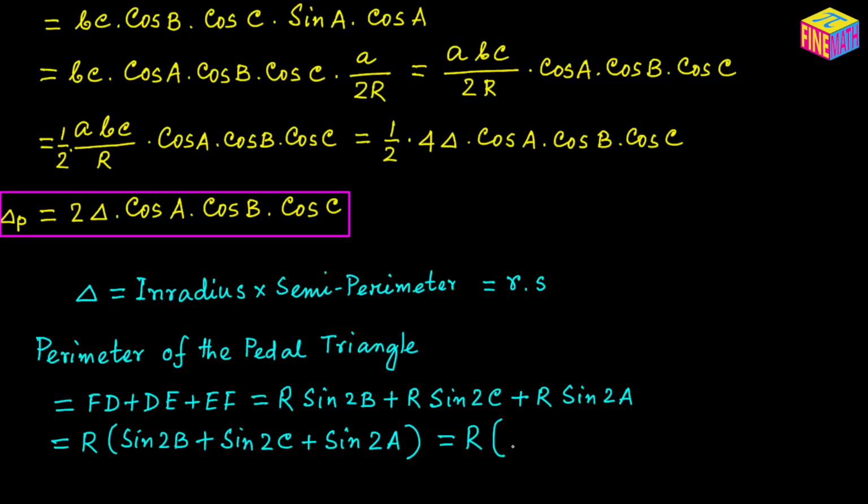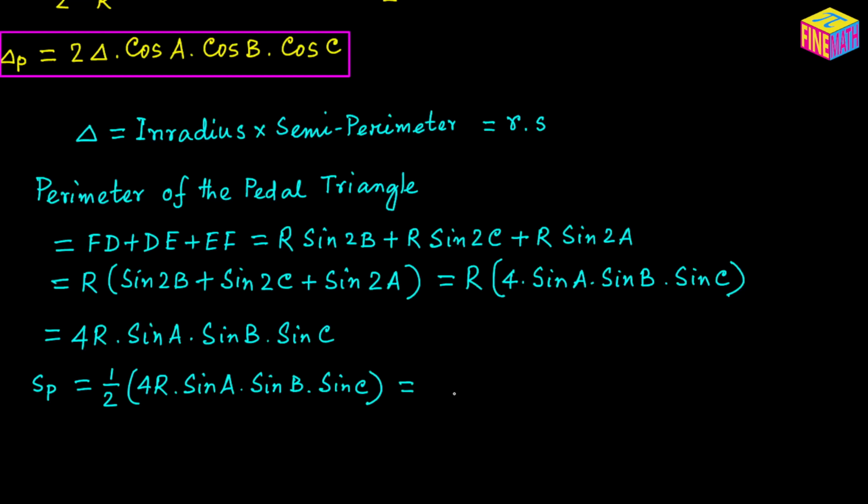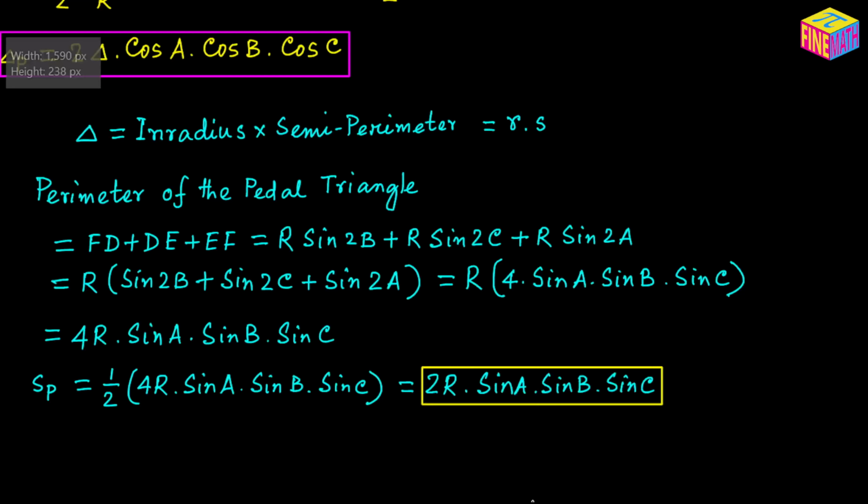So here I am going to write 4 times sine of a times sine of b times sine of c, and we can then write it as 4 times r times sine of a times sine of b times sine of c. So what would be the semi-perimeter then? If I denote that as S sub p, which is the semi-perimeter of the pedal triangle, that will be equal to half of this quantity, and that is essentially equal to 2 times r times sine of a times sine of b times sine of c.